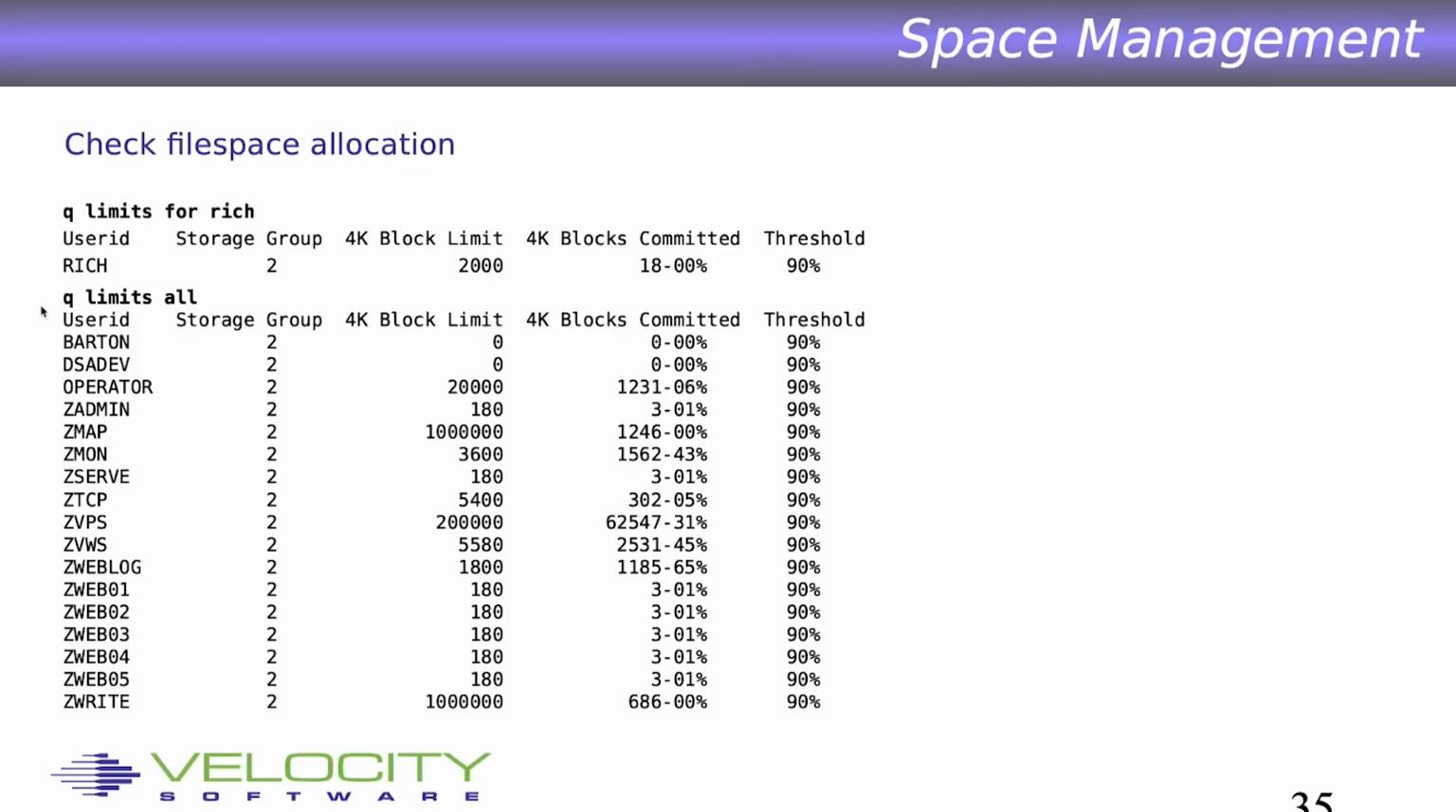If you issue the command query limits all, that will display all the users in the file pool and how full their file spaces are. So we can see from this list that the highest one is this zweblog file space with 65% utilization.